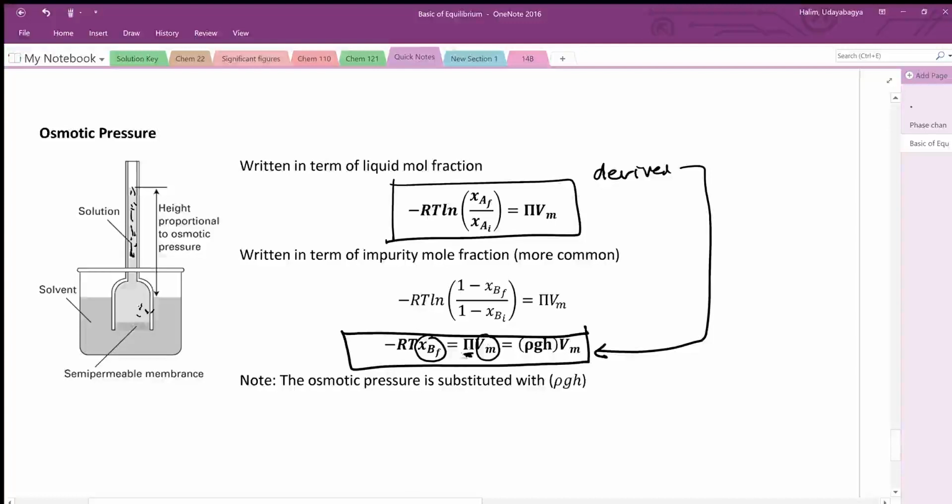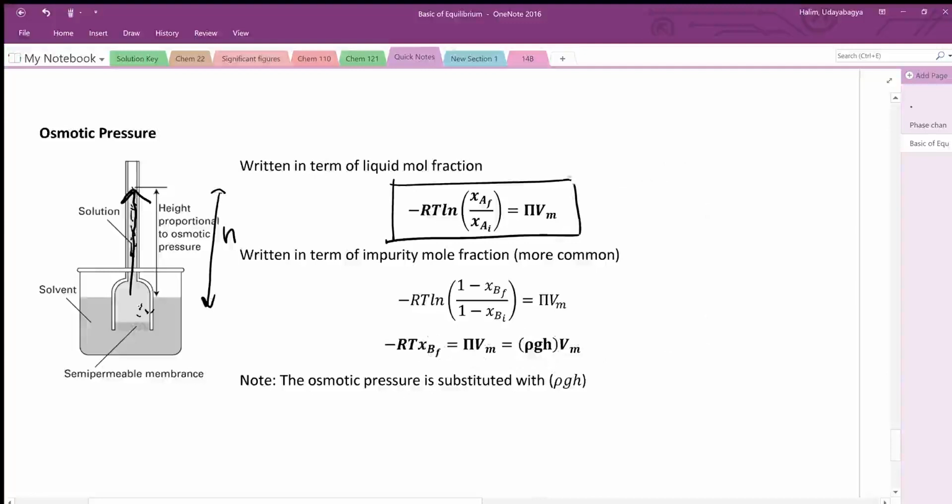osmotic pressure. And the one to remember is that your osmotic pressure, P, is going to be equal to rho g h. So rho is the density, g is the gravitational constant, and h is the height of how high the water is going to move up. And the rest is just plug and chug. So for example, you can either be given a question that solves for the osmotic pressure, or you can be asked to solve for the height. So it's either one of each.